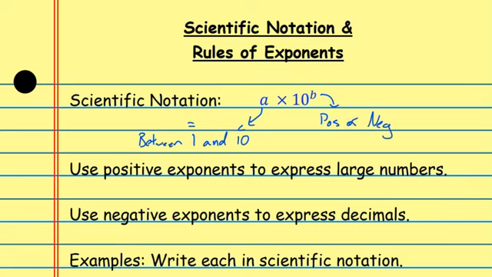All right, and really we use positive versus negative to express the type of number we want. We use positive numbers to express really, really large numbers, and we use negative numbers to express decimals. Because when we think about our rules of exponents, a negative number means division, and we divide to get those decimals, okay? And so really, scientific notation is an abbreviation. It's a way to abbreviate really big or really small numbers without having to write all the zeros that get tacked onto these things, okay?